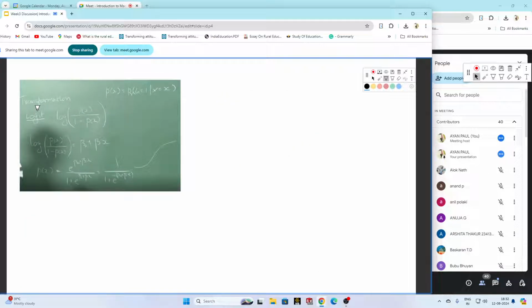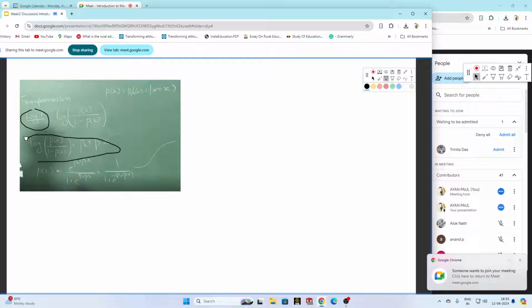We can do it by logit transformation. What is the logit transformation? Logit transformation is log of p(x) divided by 1 minus p(x). p(x) is the probability of that point belonging to that class, 1 minus p(x) is the probability of that point belonging to another class. If we divide p(x) by 1 minus p(x) and put a log on it, that is known as logit transformation. Why are we doing this? We are doing this to convert it into a straight line equation.